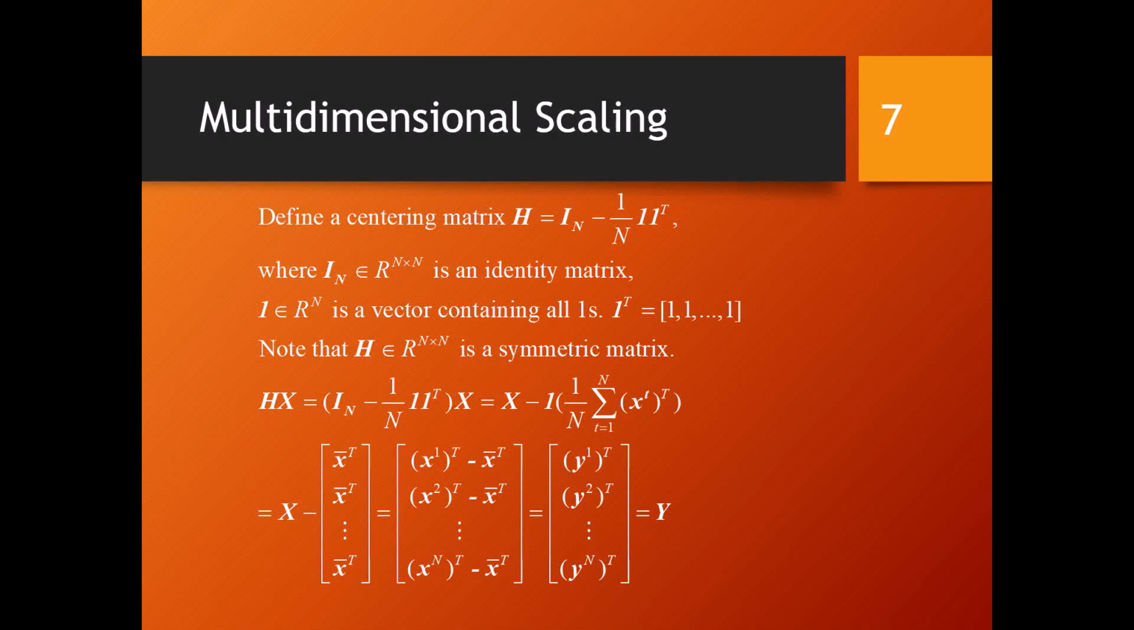Okay, so we have this H. And then H times X actually has the effect of nothing but subtracting the average value of all the data. X bar is the average of all the data. And so H times X has this effect. We call this Y.